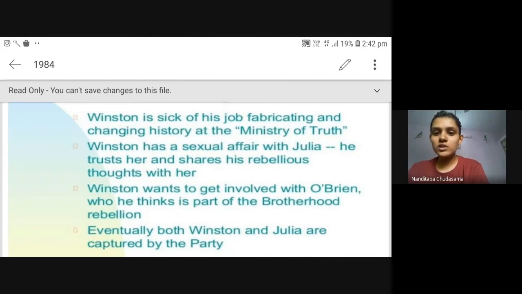So in this particular story, the protagonists of the story are Winston and Julia. There is one thing which connects to today's world, that is all the ministries. But today we don't have the Ministry of Truth or any ministry which is binding our freedom. Here the first scene is saying that Winston is sick of his job fabricating and changing history at the Ministry of Truth. The name is Ministry of Truth, but it does not tell the truth. They are trying to control everyone's mind, everyone's freedom, and everything.